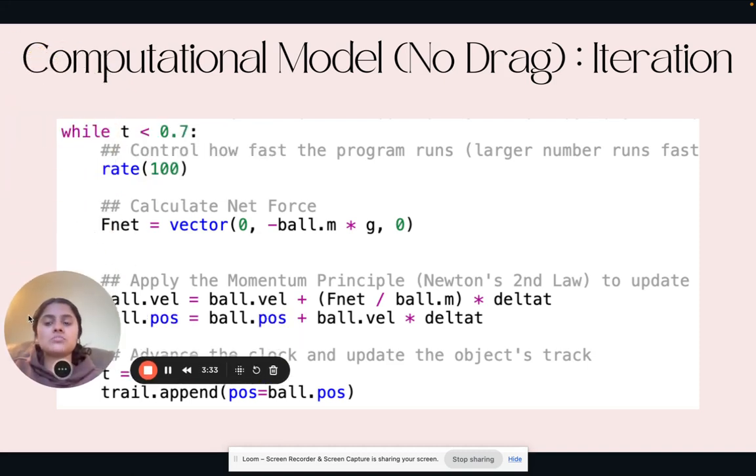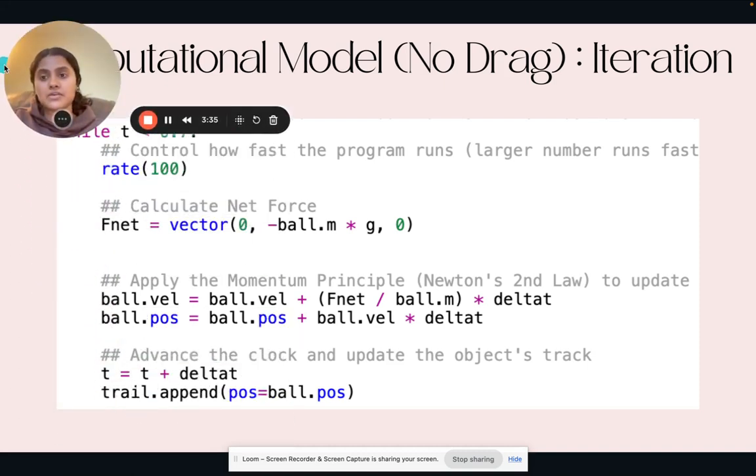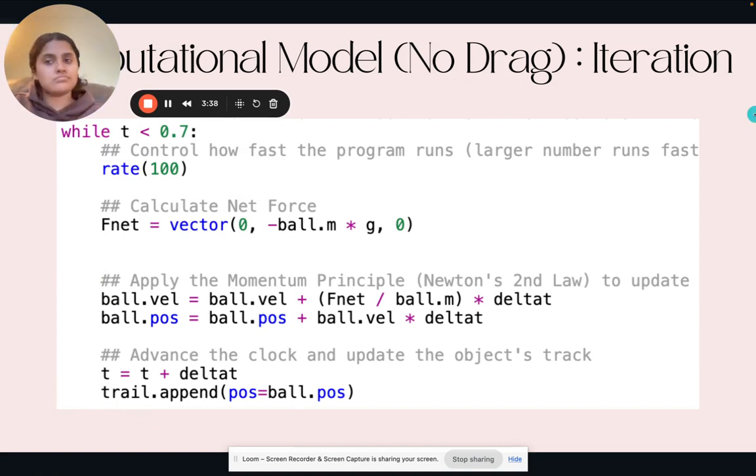So for my computational model for the no drag, this is my iteration. So my max time is 0.7, so that's why I just go up till that point, and then I have F net. My net force is just gravity, so the gravitational force. So I just have 0, negative mg, and 0, and then I have my momentum principle, velocity update, and position update, and updating the time.